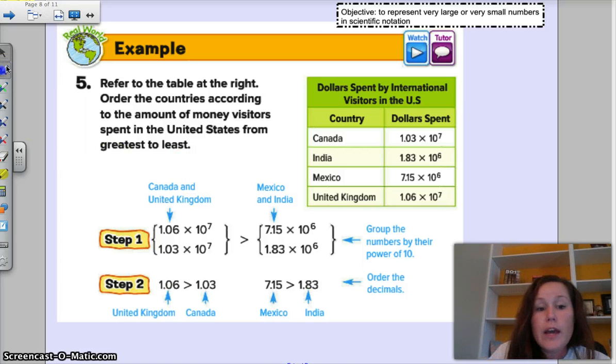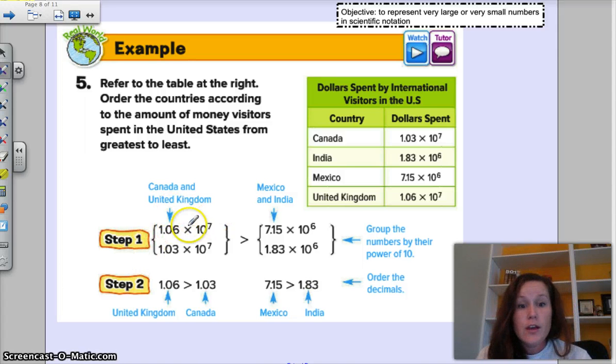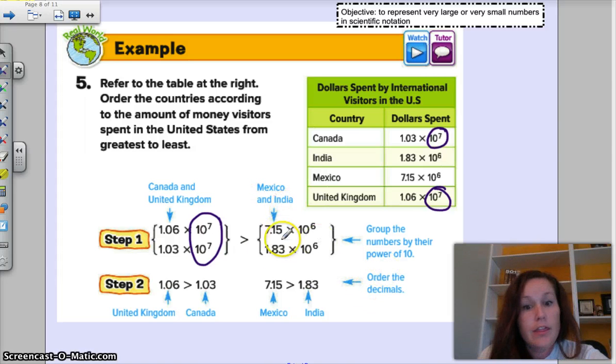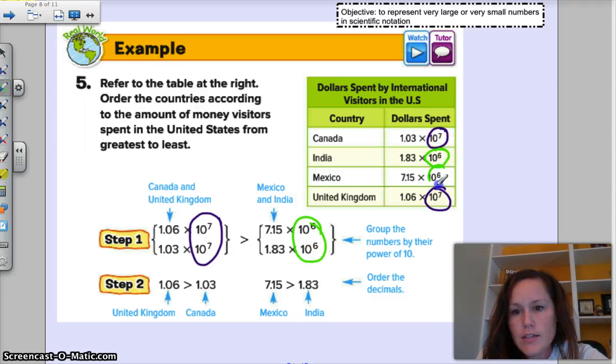So the first thing we have to do is put the two scientific notation values with the same exponents in a group. Well, I know 1.06 and 1.03. 1.06 is bigger than 1.03, so I put it on top. And I've got my same exponents right there. I'm grouping the same exponents together. Then I'm going to group my other exponents that are the same together: 10 to the 6th and 10 to the 6th.